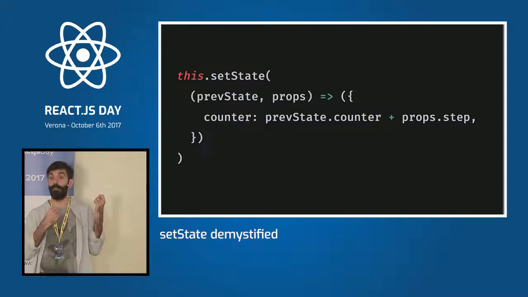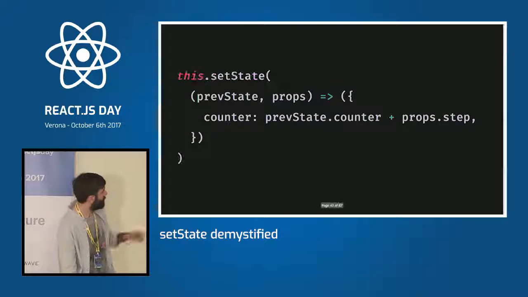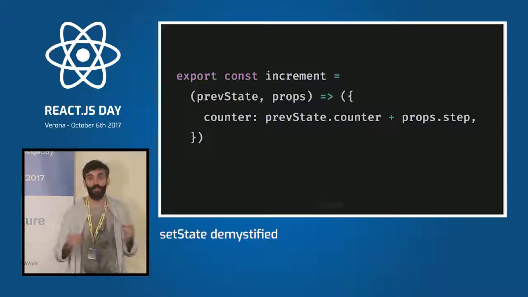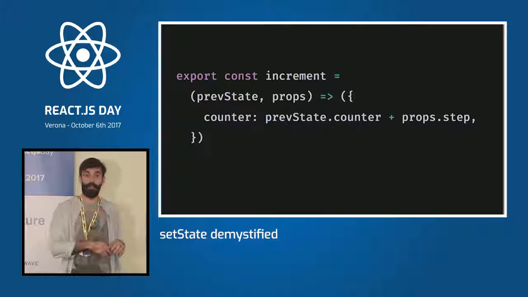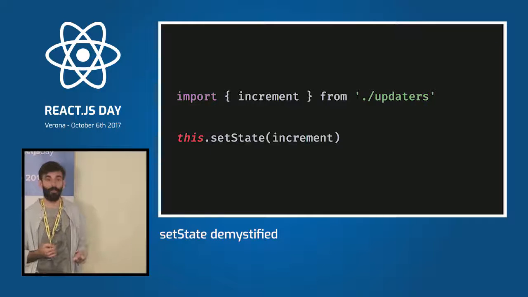You just want to test the updater. So what you can do is this. Look, just the first line changes. You extract your updater into a separate file, and now you have a testable function, right? And then you just import your updater function into your component, and you just do this.setState(increment).